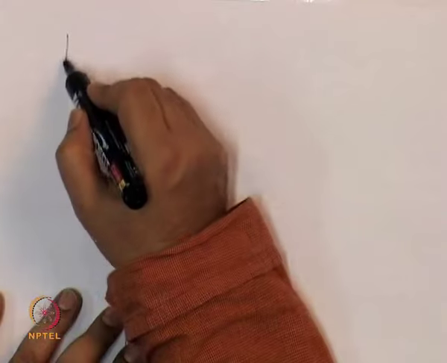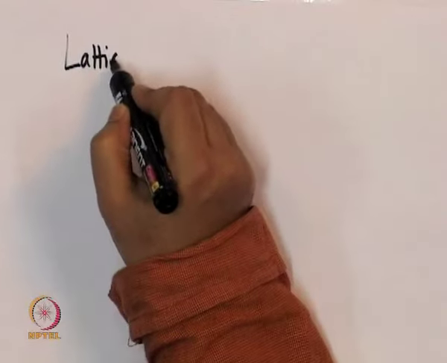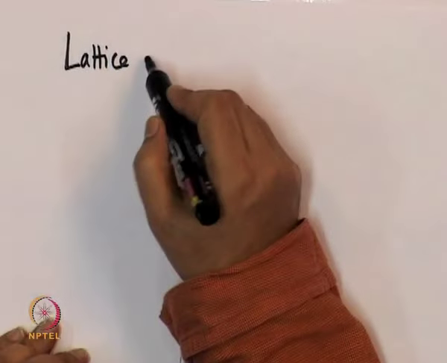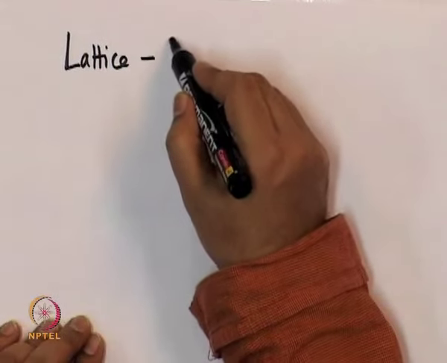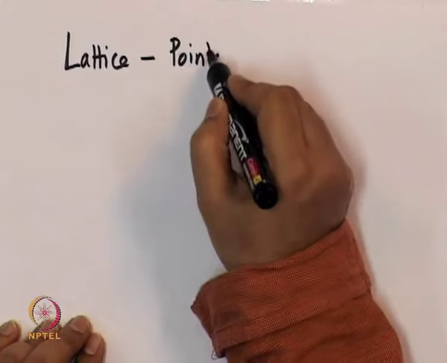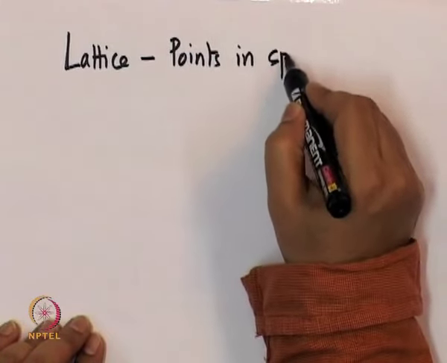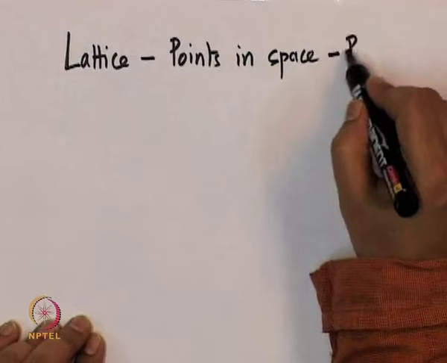Okay. To understand point group symmetry, let us start with what is known as a lattice. So, what is a lattice? Lattice, okay, is basically points in space which are periodic.